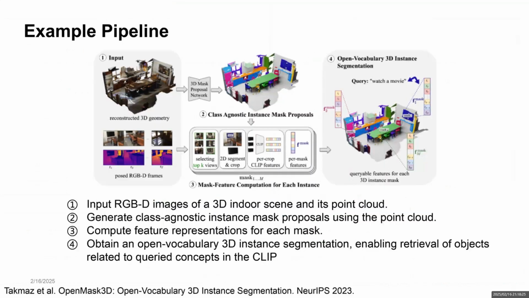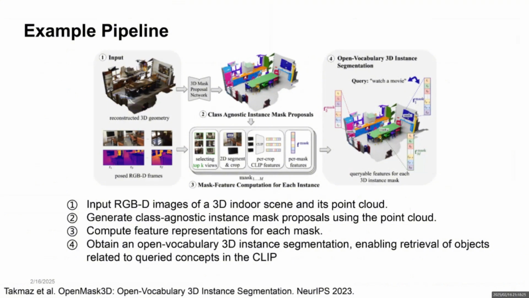Here is an example pipeline. Let me give a short introduction. Total input consists of RGBD images of a 3D scene and point clouds. First, process the point cloud using the pre-trained 3D model to obtain 3D mask proposals. Then, project the 3D mask proposals onto 2D images and select the top K images with the most visible points. Next, the SAM model is applied by inputting the selected image along with a random subset of its visible points to obtain the corresponding 2D mask of the 3D mask in that image.